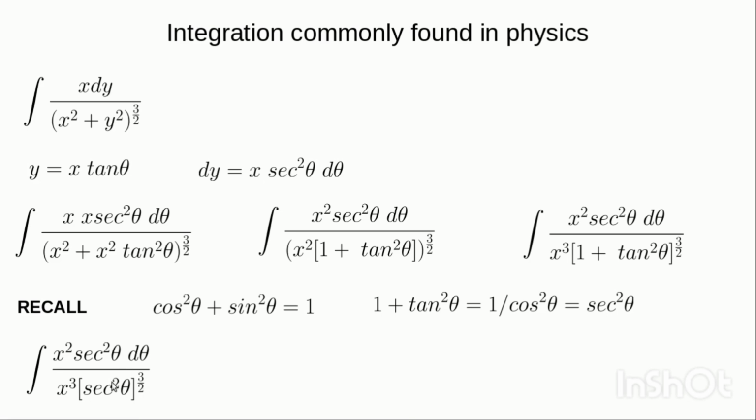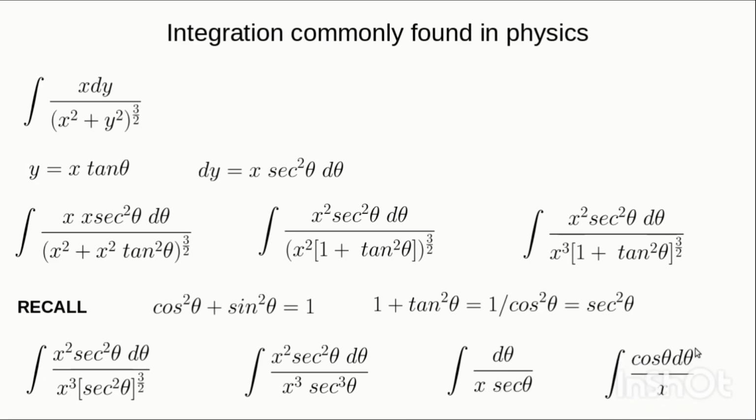If this one takes care of this, you notice that this is divided by 2, we cancel this, leaving sec cubed theta. So we have x squared sec squared theta d theta over x cubed sec cubed theta. Everything takes care of this, leaving d theta all over x standing alone, then sec theta. And 1 over sec theta is the same as cos theta. So this expression reduces to cos theta d theta all over x. Now, mind you, our x here is a constant, so we can take it out, and we are left with the integral of cos theta d theta.